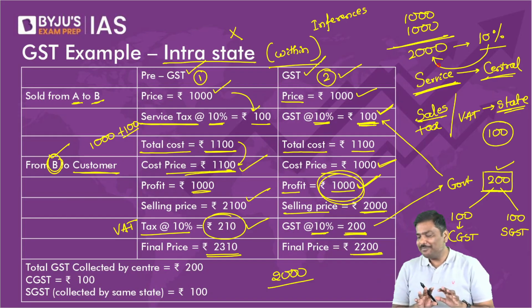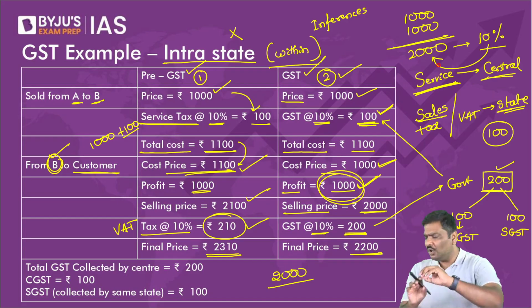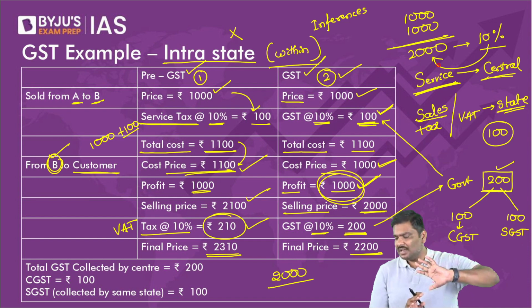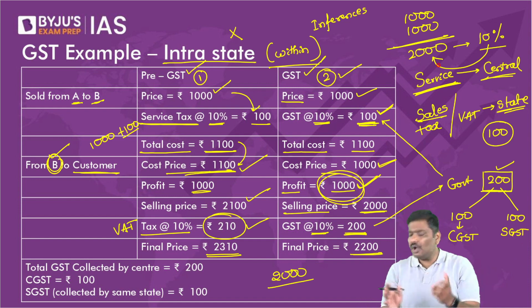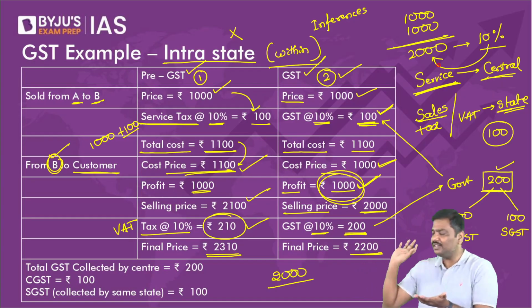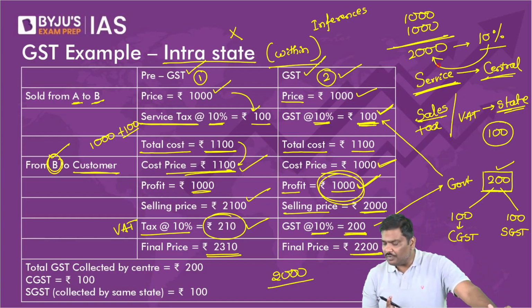Any problem here? If you have not understood this, don't worry. UPSC will not ask you this concept. But the argument is simple. On value addition, we are imposing tax and collecting. So there should not be any cascading effect. Any problem here? Can I go forward?